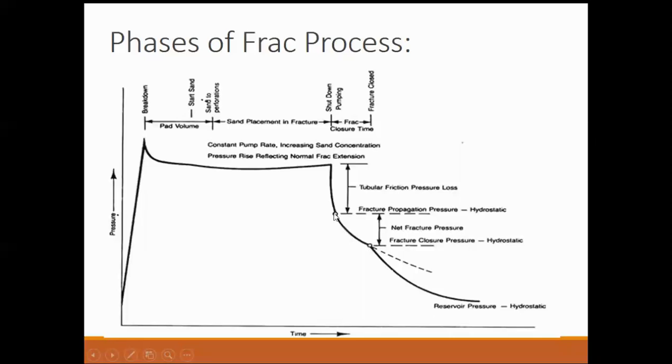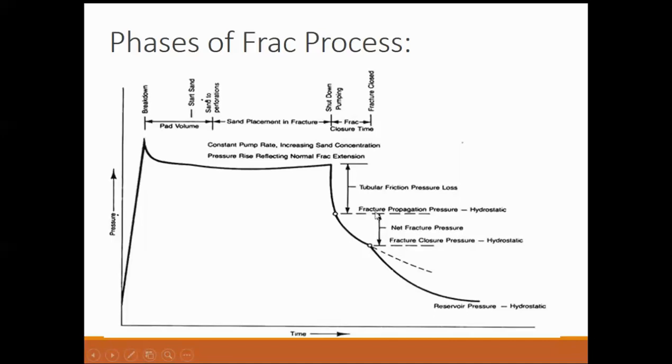Now the difference between the ISIP, this point, and this point, will be called the net fracture pressure. So this is the base. This is basically the actual pressure which was driving your fractures further into the formation, because this was just friction. Okay, so this is the actual pressure which was causing the fractures to be created in the reservoir. This is a very important parameter, net pressure. It is the difference between ISIP and closure.